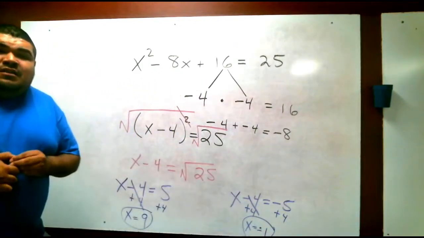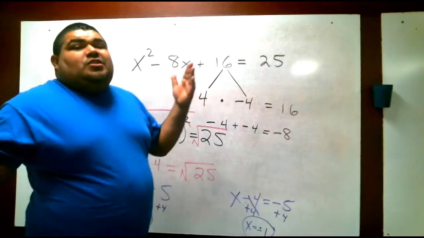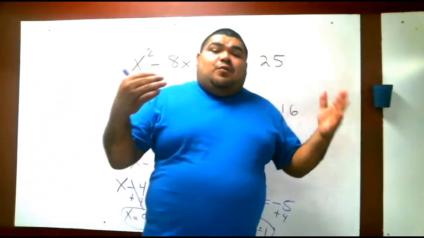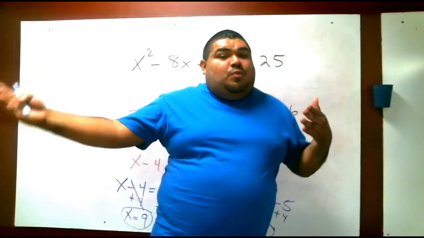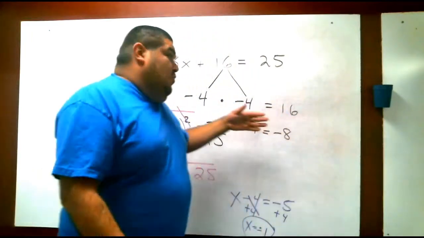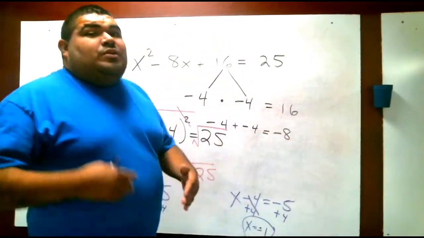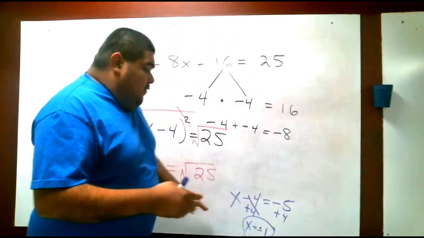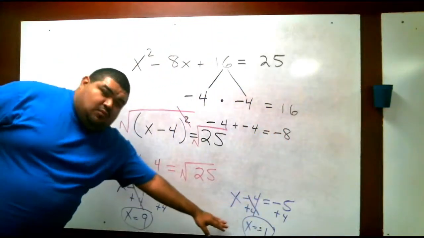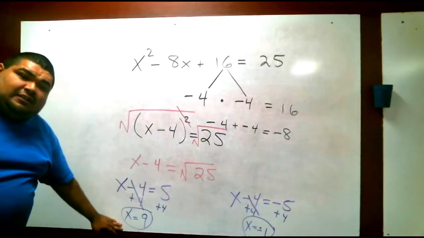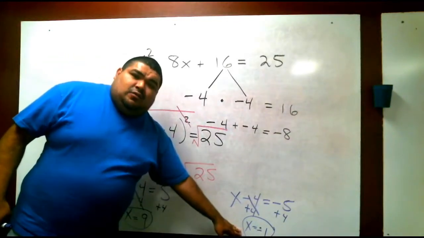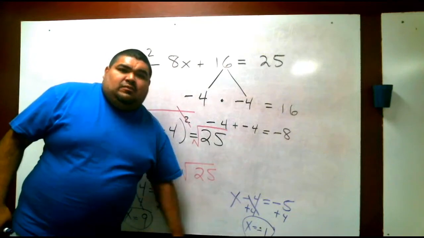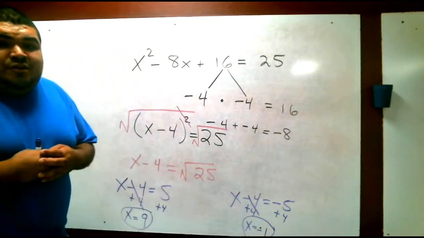And that's it. We solved for x. If you wanted to check that they both work 100%, you can go ahead and plug them in. We're not going to get that far today. All you have to do today is solve for x, which we did. We found x equals 9, x equals negative 1. Make sure you write it down on your notes.